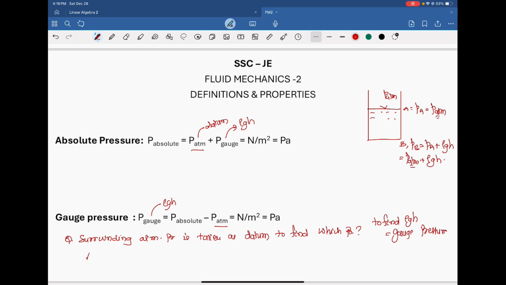Answer is gauge pressure. Within 2 seconds, we could solve this question. Very simple question. Once you understand the concept, it will be a very, very simple question. If you don't understand the concept, it will not be a simple question.